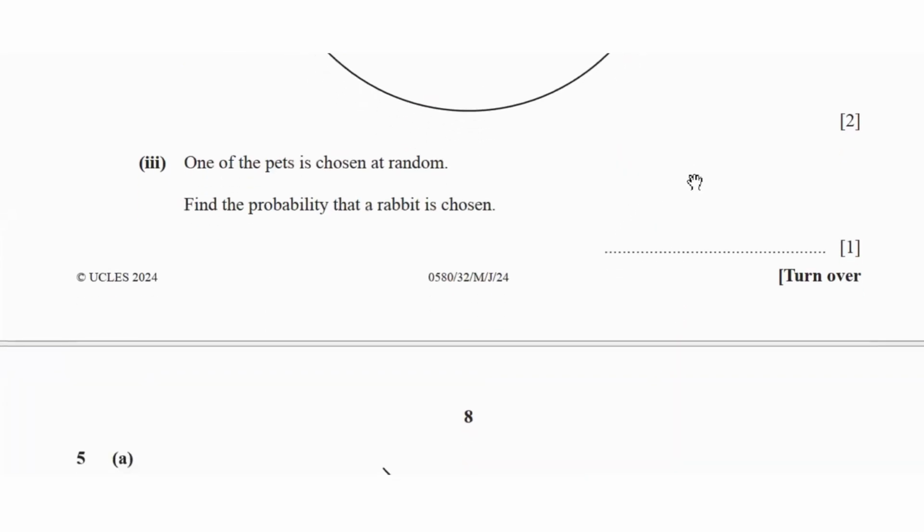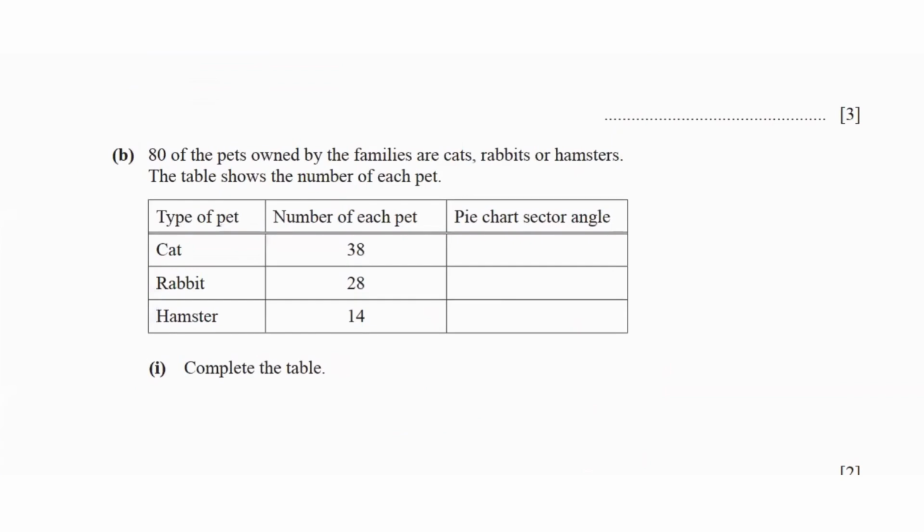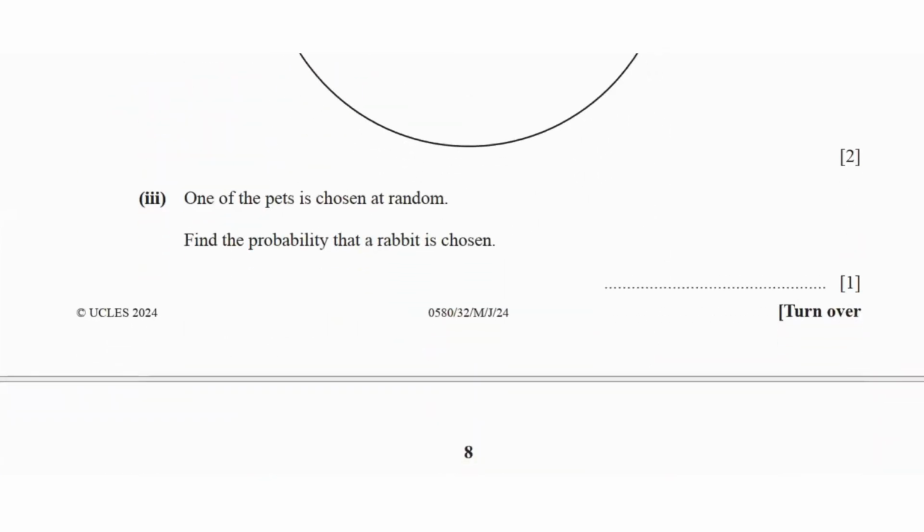Question 3 says one of the pets is chosen at random. Find the probability that a rabbit is chosen. If you go back to the number of rabbits, that's 28 out of 80. So the probability would be 28 out of 80, which can be simplified to 14 over 40, which can further be simplified to 7 over 20. So that is your answer.